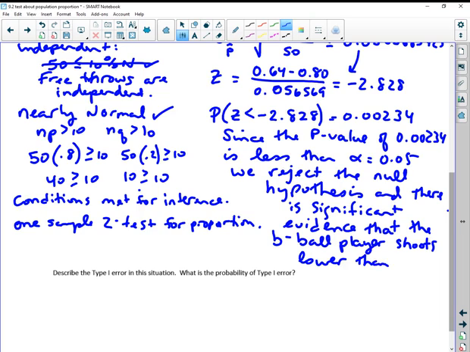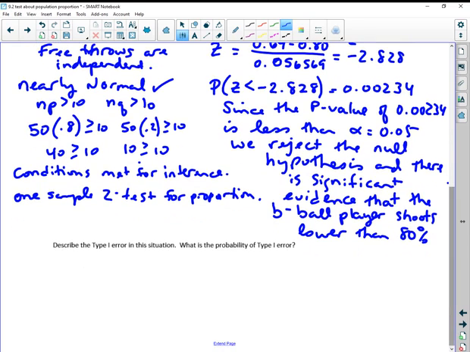I don't think he's a 64% shooter. I just know that this evidence that I have, because every time you go out for a statistic, you're going to get a different value, but I know that this particular time he got that, and right now it looks like we've got evidence saying that he's a worse player than that.